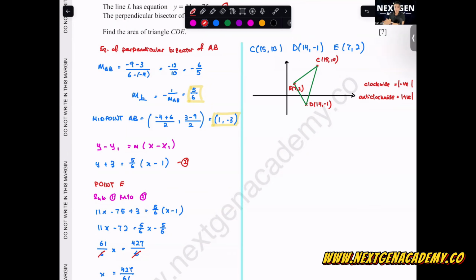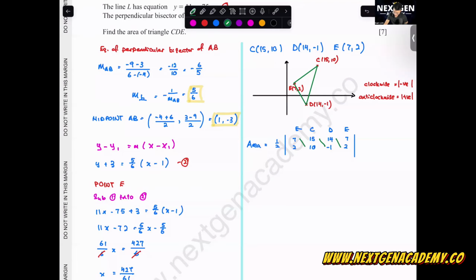You can go either way, it doesn't matter, because some of you may go clockwise, some anti-clockwise, and some of you may start with C, some with D, some with E. Doesn't matter. In this middle step, all of you may do it a different way, but I'll show you the way that I do. I'll do ECD, then E again. So the area of the triangle ECD, then repeat the first one. Here will be (7, 2), (15, 10), (14, -1), and then (7, 2).